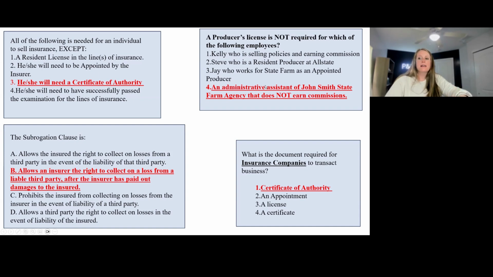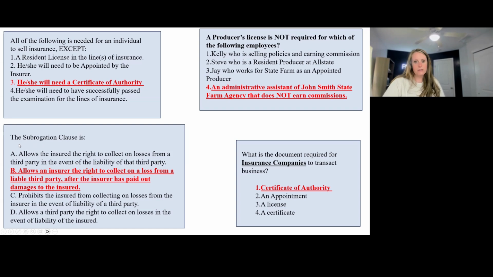Number 4 here says an administrative assistant of John Smith State Farm agency that does not earn commission. Anybody not earning commission, somebody that's just an admin assistant, no, right? They do not need a producer license. So it's only people that are selling policies, negotiating, earning commission, right? But somebody that's not earning commission is not going to need that producer's license.